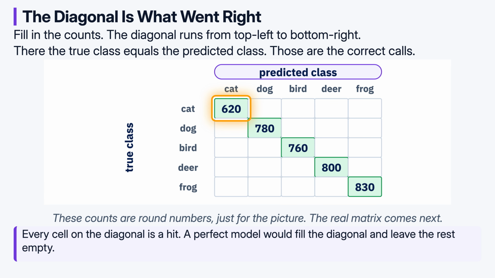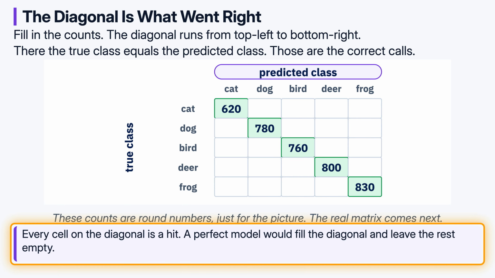Now fill in the counts. The diagonal runs from top left to bottom right. This top cell is the cats we called cat, a hit. Same story here. Birds we labeled bird. The true class equals the guess. And frogs we labeled frog. These counts are round numbers just for the picture. Every cell on the diagonal is a hit. A perfect model would fill the diagonal and leave the rest empty.